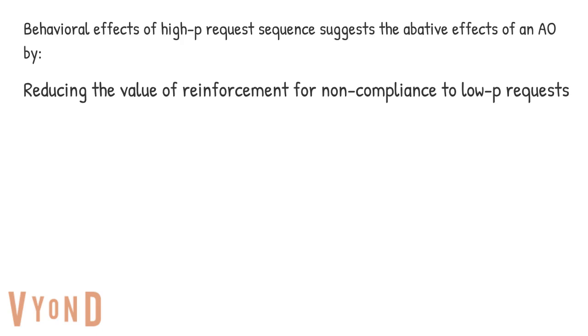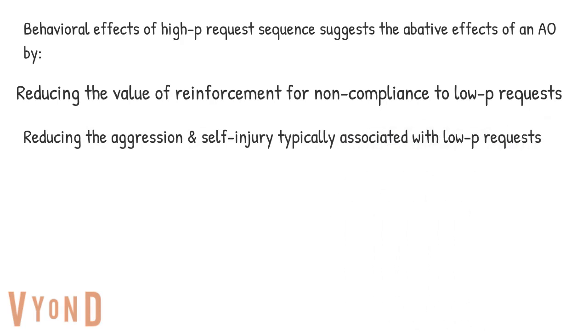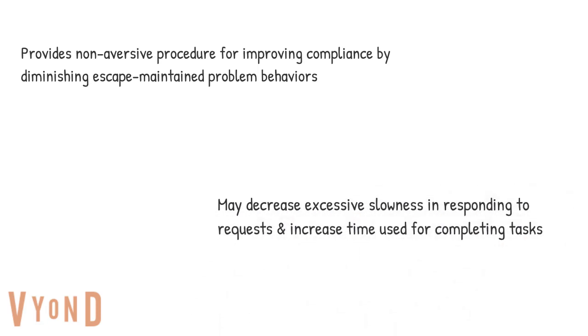For example, reducing the value of escape from requests and reducing the aggression and self-injury that's often associated with low probability requests. It's also a non-aversive way to decrease non-compliance, and then it diminishes that escape maintained problem behavior, because then they're making contact with reinforcement for things that they know, and then you would ask them for the low probability request. And this could also decrease that slowness in responding to a request and increase the time used for completing the task.